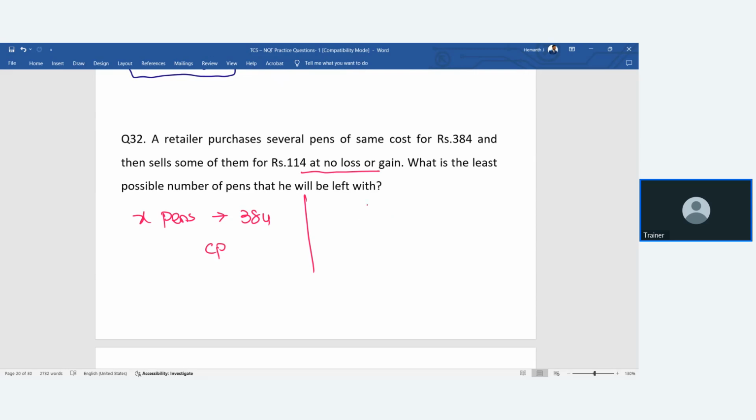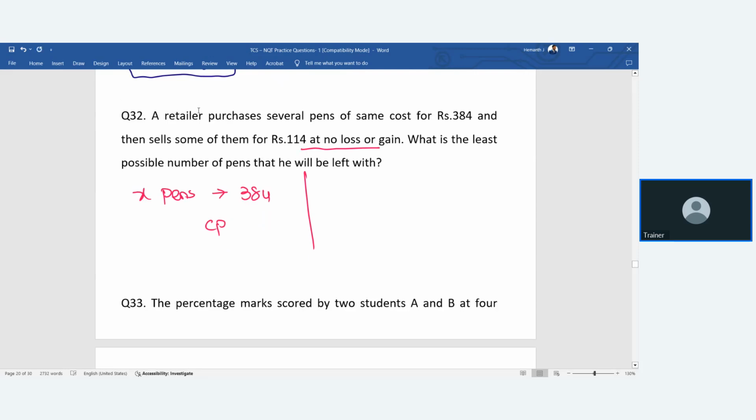It's like profit and loss, but here the LCM and HCF concept is required. There is a number which will divide 384 and 114. See, no profit, no loss means same price here also, right? No profit, no loss means it's the same price. So if I find the HCF, then we can go. So what is the HCF for this 384 and 114? Why HCF, sir? Least pens means I'm taking the highest value.